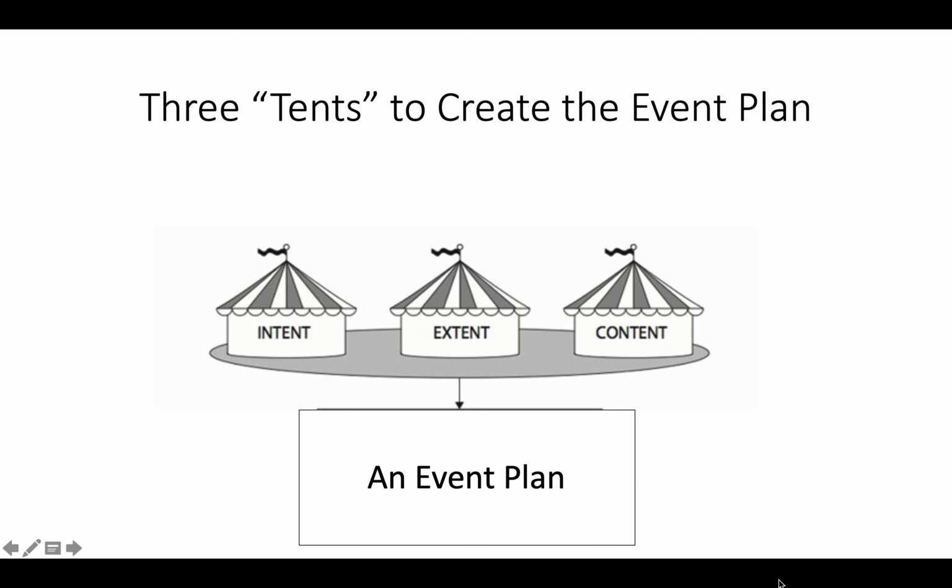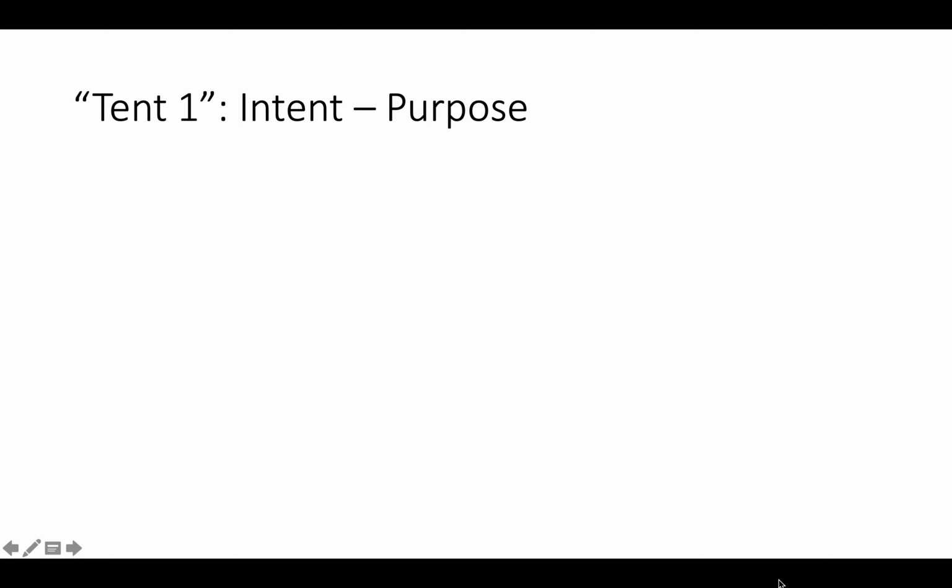When we try to create the event plan, there are three things that can help us: the intent, the extent, and the content. All three things will contribute to creating the event plan. The intent refers to the purpose of the event. Second, the extent refers to the scope of an event. Lastly, content refers to the programs and the activities of an event. First, intent, which refers to the purpose.